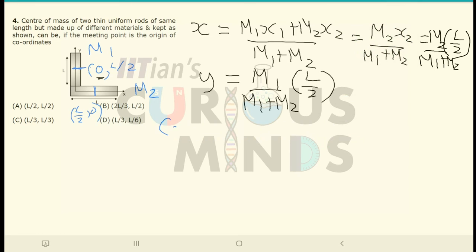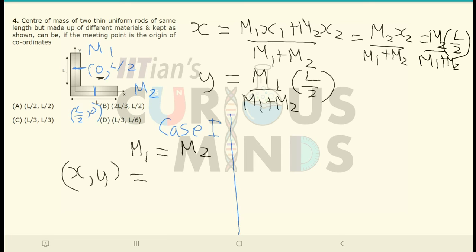In case 1, the first possibility is that m1 is equal to m2. Even though it is given, I will just write this down so that the later part is clear. When m1 is equal to m2, if I substitute m2 as m1 over here, the x coordinate will be equal to L by 4 and the y coordinate will also be equal to L by 4.